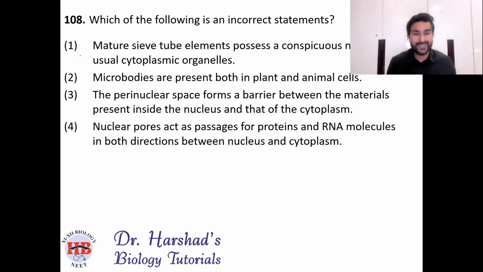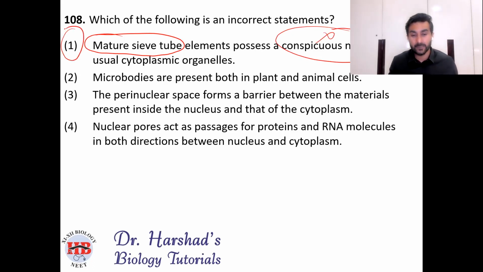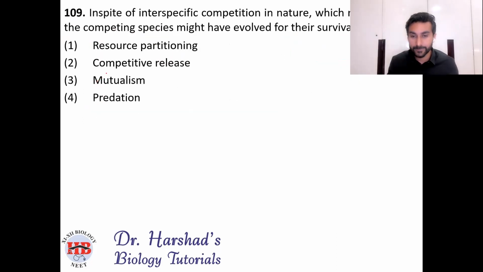The next question: which of the following is an incorrect statement? The first statement says mature sieve tube elements possess a conspicuous nucleus. This very first statement itself is wrong, because if you remember, mature RBCs and mature sieve tube elements are enucleated. That means they lack a nucleus. So this is an incorrect statement, and that would be our answer. The remaining statements are given in your NCERT, and they are pretty straightforward. I would not read the other statements because the first statement itself is a very straightforward false statement.